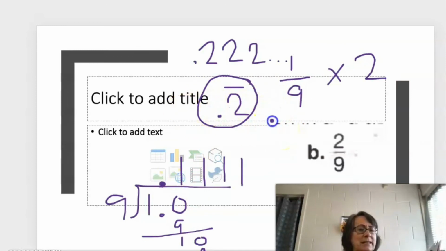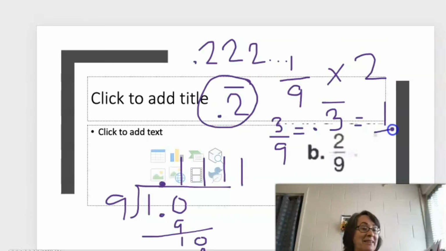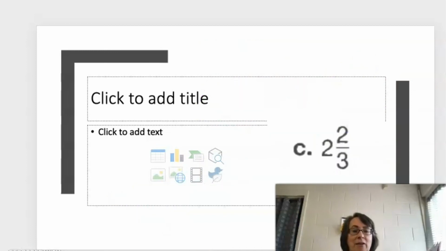That is a cool thing, though. Remember, 3/9 is 0.3 repeating, but we also know that 3/9 is 1/3. So if you remember the 9ths rule, you'll also remember that 1/3 is 0.3 repeating, won't you? Okay. All right, so now we've got 2 and 2/3.